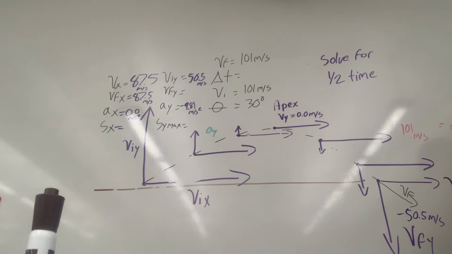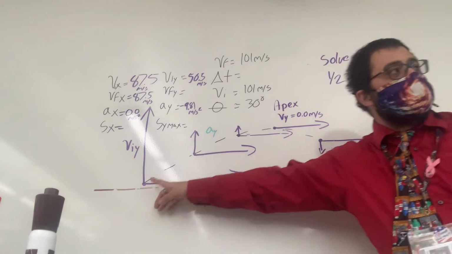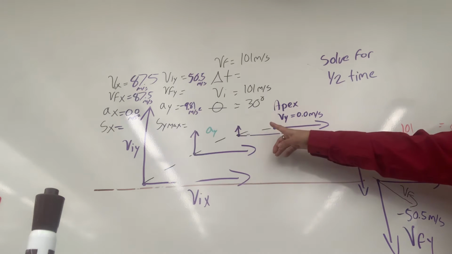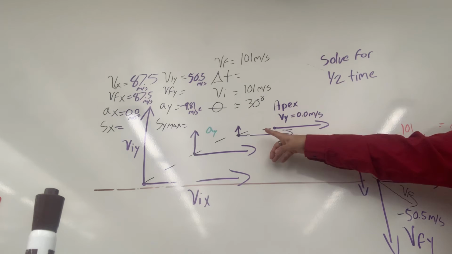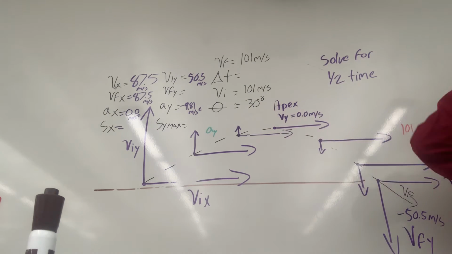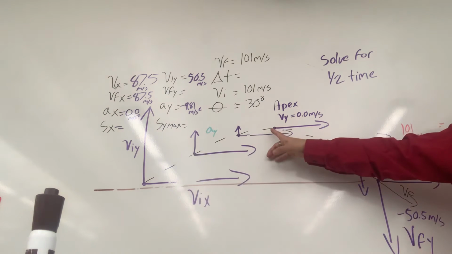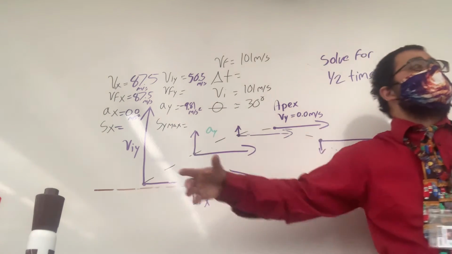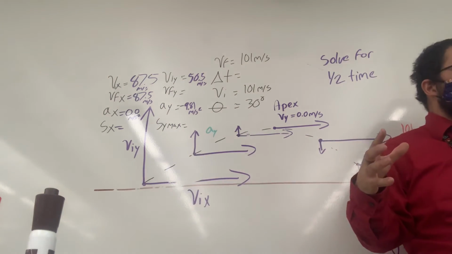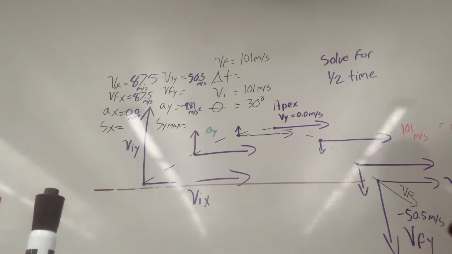Antoinette? Wait, why would it be half time and not full time? Because you're only going from here to here. Is that the whole trip? But you are going from there to there. But when we're using numbers, we're using this velocity and the velocity in the y at the apex, yes? So if we're using this velocity and this velocity, those velocities only cover half of the trip. Okay. Does that make sense? Yes. So we're going to solve for half time.